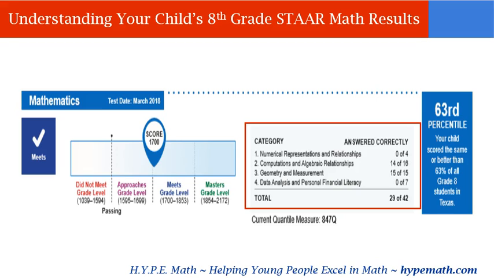For computations and algebraic relationships, they scored 14 of 16. For geometry and measurement, they scored 15 of 15. And for data analysis and personal financial literacy, they scored 0 of 7. So this means they met grade level. However, there are 2 categories where they are struggling. That's numerical representations and relationships, and also data analysis and personal financial literacy.